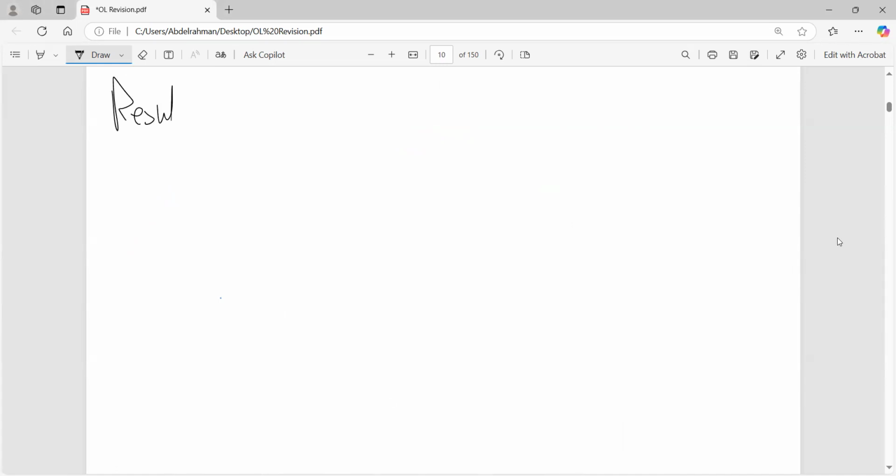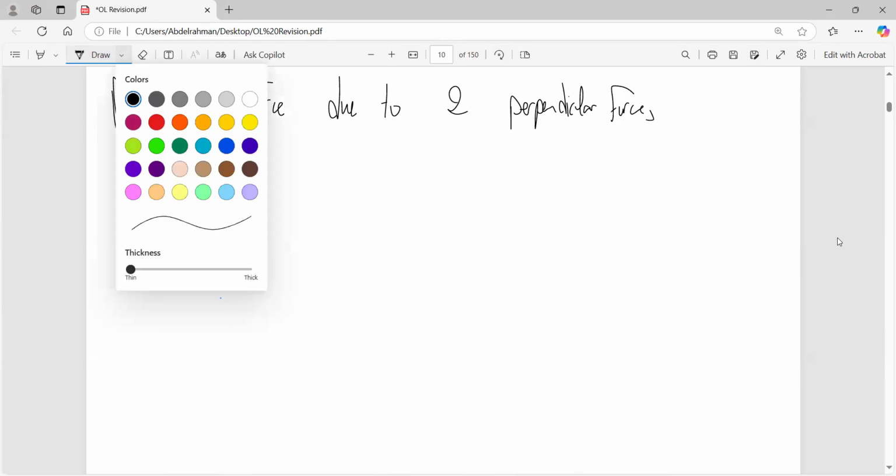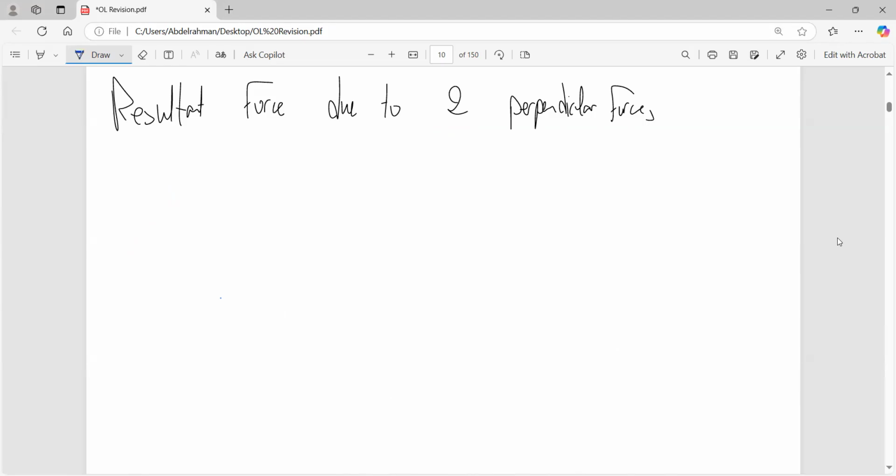The resultant force due to two perpendicular forces. He'd say, for example, you have a force acting. It could be forces, speeds, or velocities. Actually, to be more accurate, it could be a speed, a velocity, or a force.